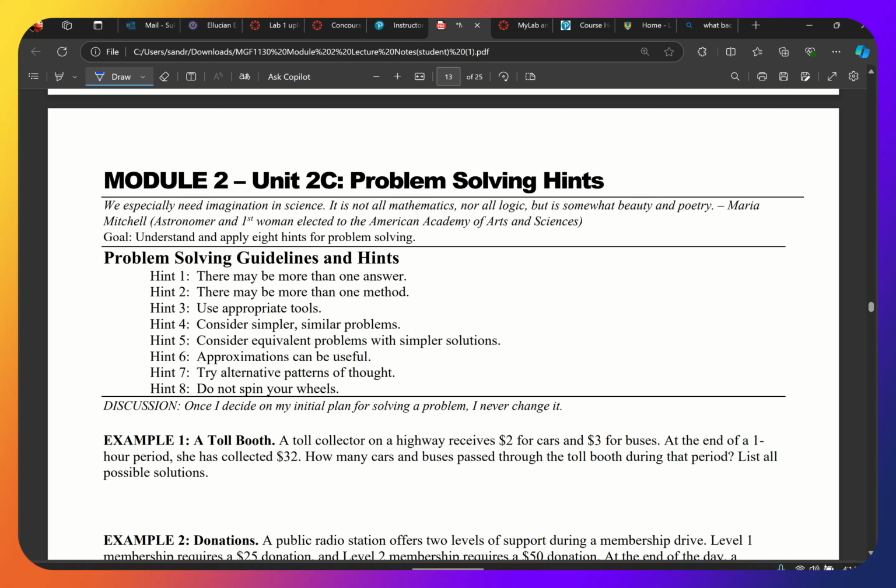Hints and guidelines. There may be more than one answer. That's okay. We got more than one answer. There may be more than one method. Some of you probably did some of those problems backwards from what I did, like I went from a single unit versus doing multi-units. Or I did milligrams, single milligram, where you guys might have done single units. Use appropriate tools. Consider similar problems. Consider equivalent problems. Approximations can be useful. Try alternative patterns of thought and do not spin your wheels.